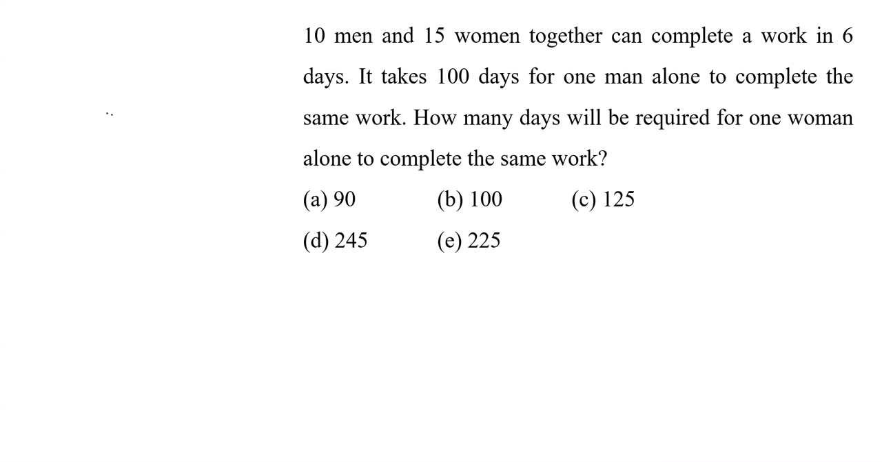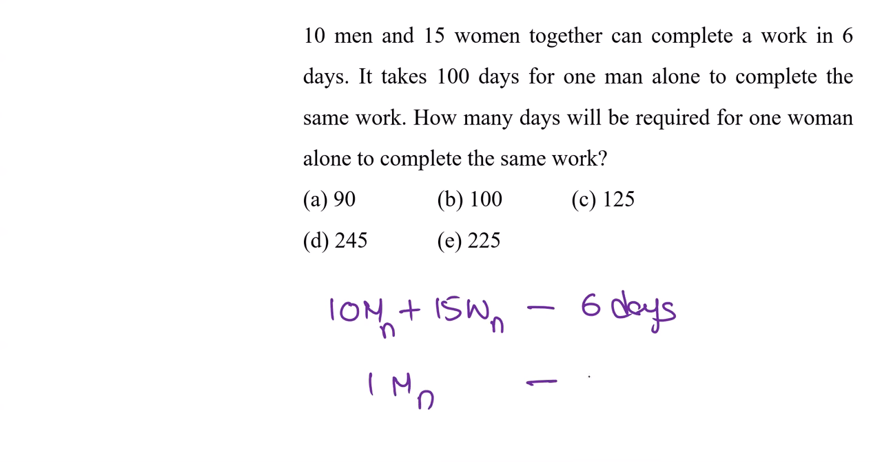Good question actually. 10 men plus 15 women can complete the work in 6 days. We cannot directly subtract, as I mentioned, timings cannot be subtracted directly. Whereas here one man can complete the work in 100 days. Now the question is, one woman can complete the work in how many days?